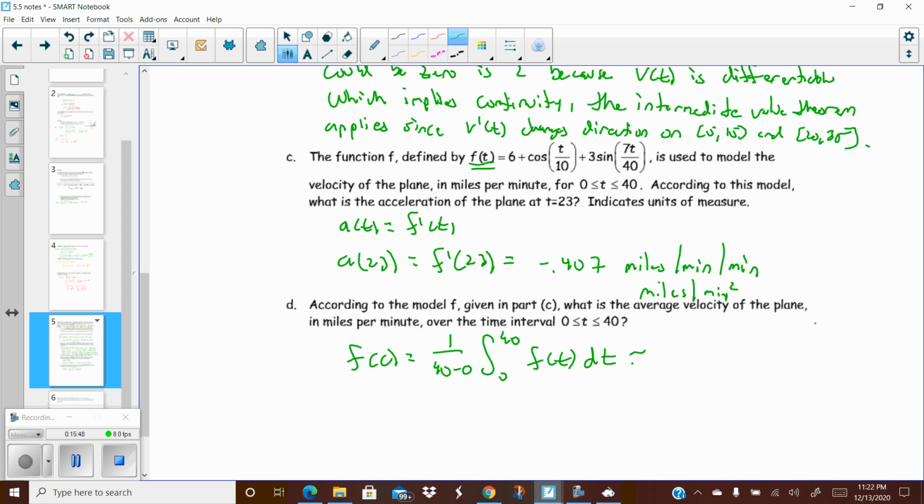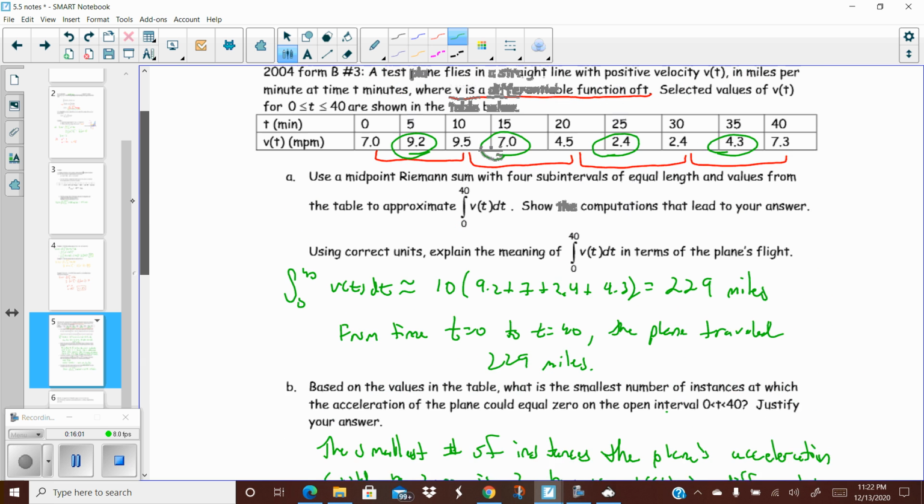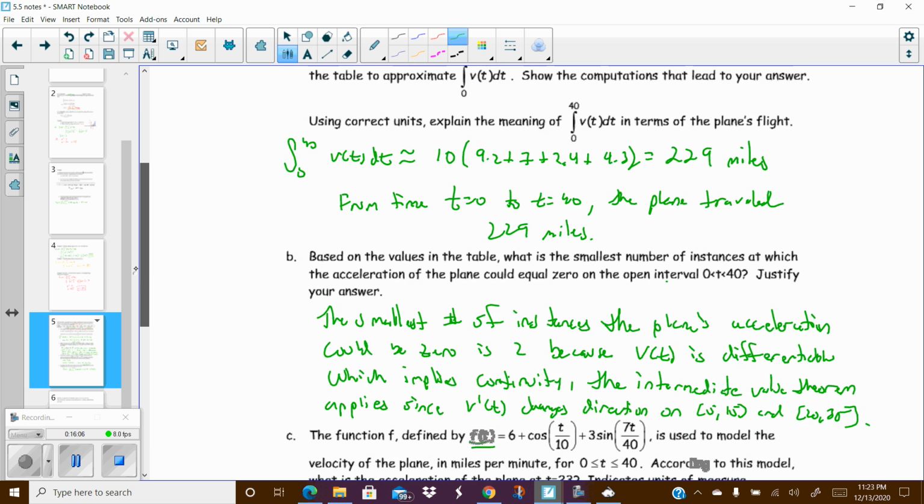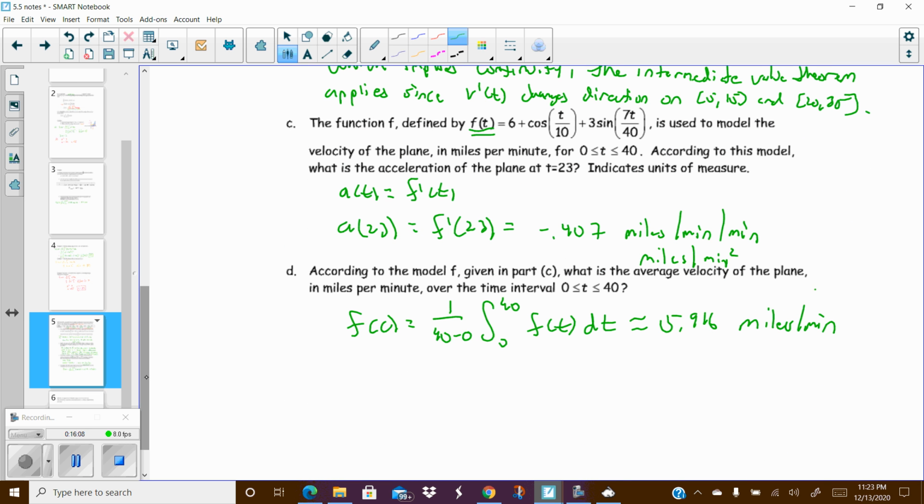Average value, average velocity is 5.916. 5.916 miles per minute. And looking at those values, that makes sense because there's nothing that seems to be completely out of range there. So in this case, I wrote miles per minute. You actually didn't need to because it doesn't say to indicate units of measure, and it actually gives it to you right there anyway. But it's never a bad thing to write it. Just double check to make sure that it's actually okay.